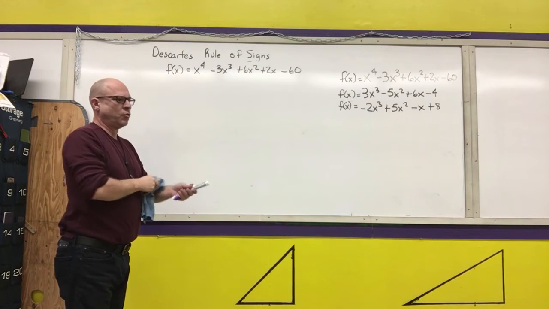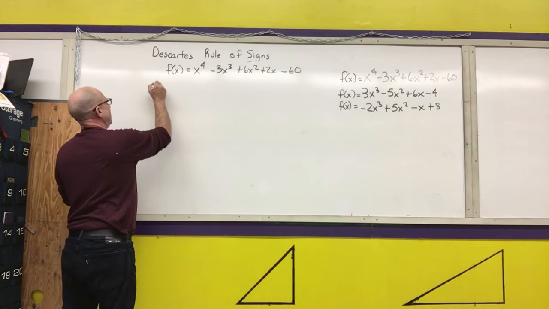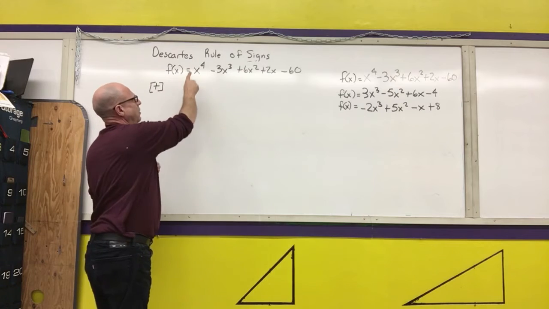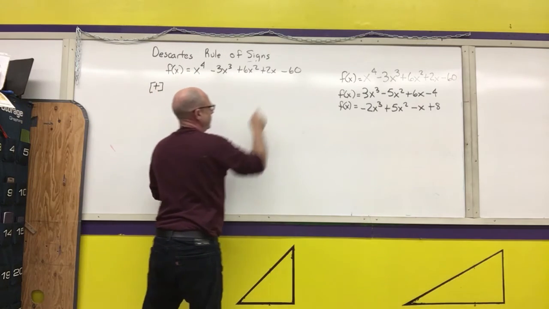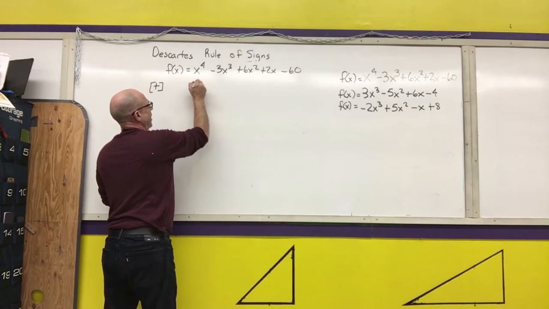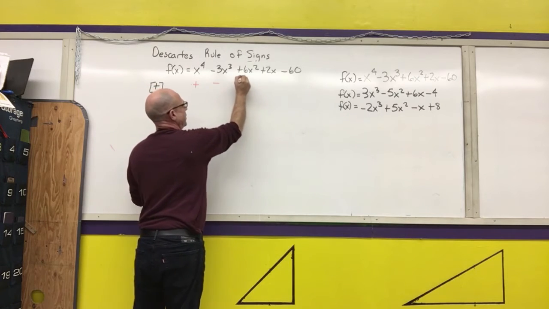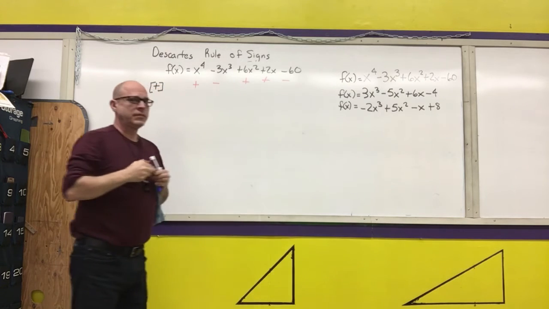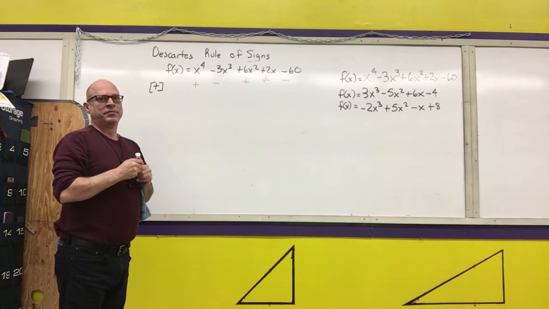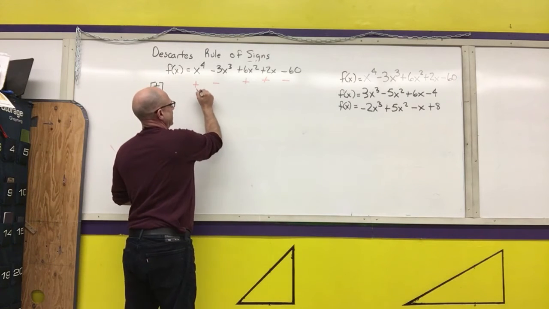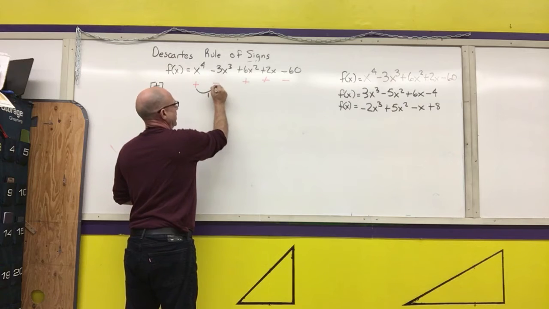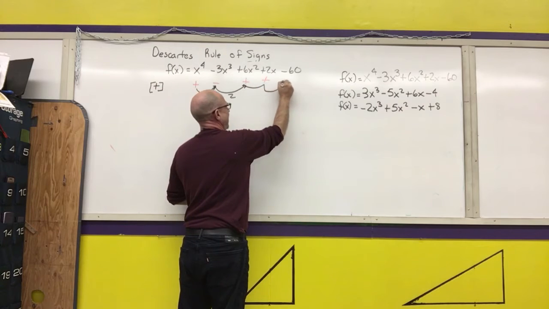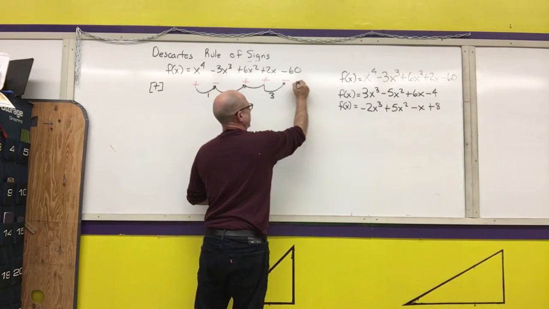So I'm just going to write down the signs. This will be my positive real roots by analyzing f of x. I'm going to write down the signs for each of these terms. I have a positive, a negative, a positive, a positive, and a negative. Now I'm going to count the number of sign changes. Going from positive to negative is 1. Negative to positive makes 2. That stays the same. And then positive to negative makes 3.